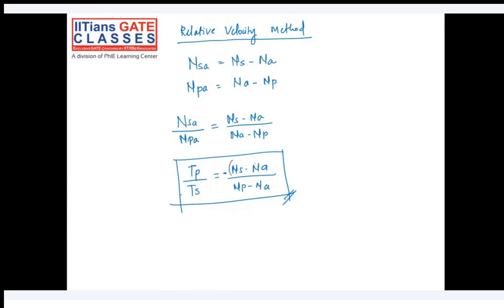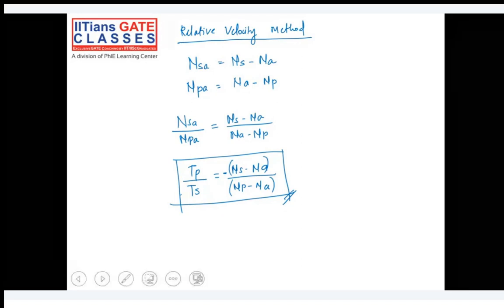Okay, so let's take a question. Same question. Whatever we have studied before, we will try to solve by using the relative velocity method, and you'll say that it's very simple compared to making a table. So you can call this the algebraic method or relative velocity method.